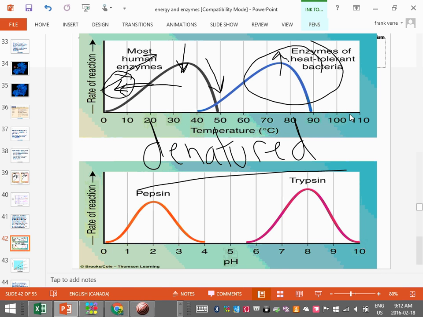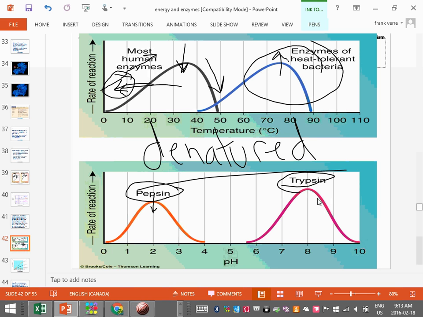Here we have pH levels, and you can see very similar to temperature. You get the same type of pattern. There's an optimal pH for enzymes. So this is the enzyme pepsin. This is the enzyme trypsin. They have different optimal pHs. But by looking at the enzyme and knowing a little bit about its optimal temperature or pH, you can learn a lot. We'll wrap this up.